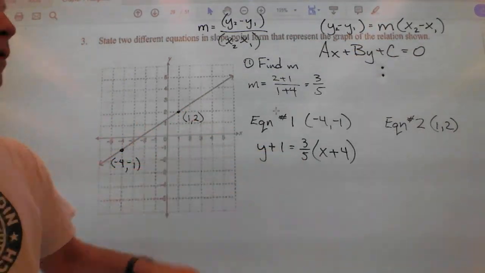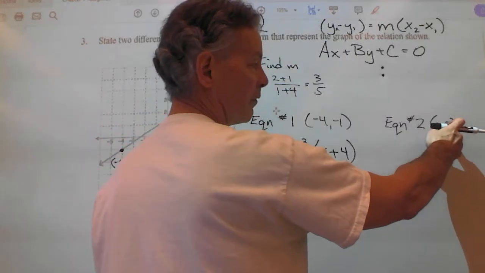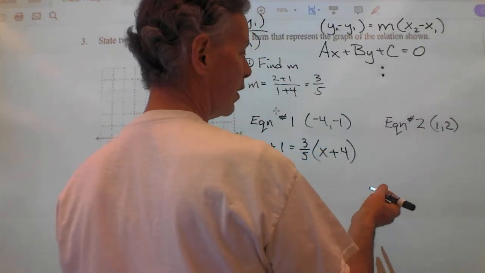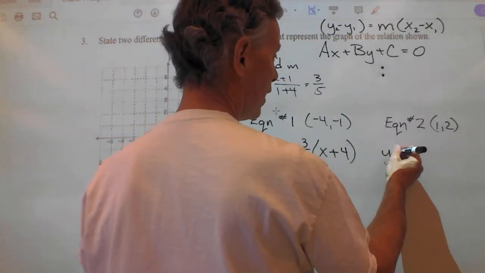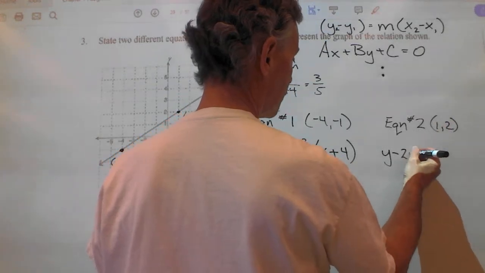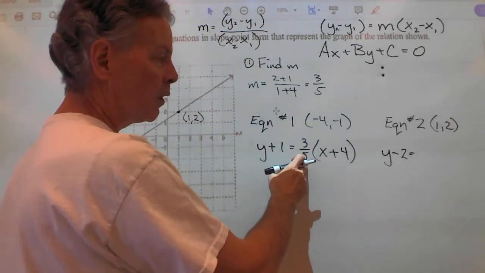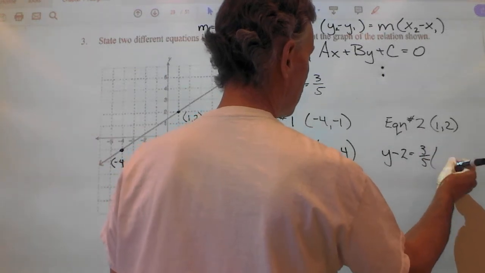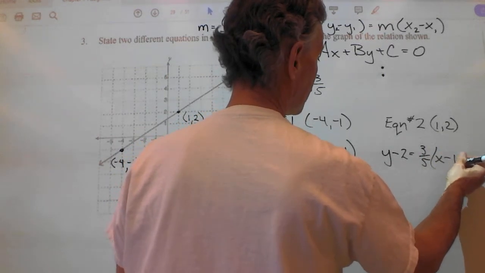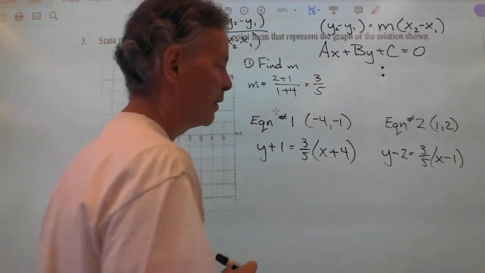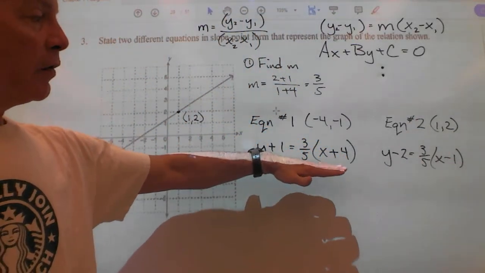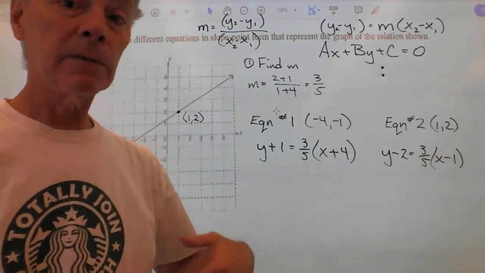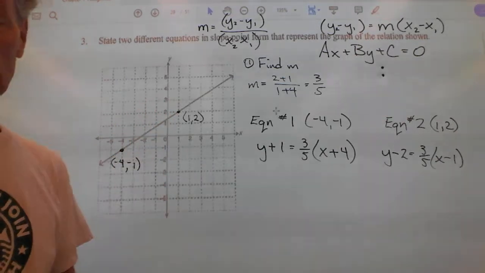Okay? Now, if we use a different point, we'll get a different looking equation. This one will be y minus 2 equals same slope, 3 over 5, times x minus 1. There's our x coordinate. So you can see 2 very different looking equations describing the same line.